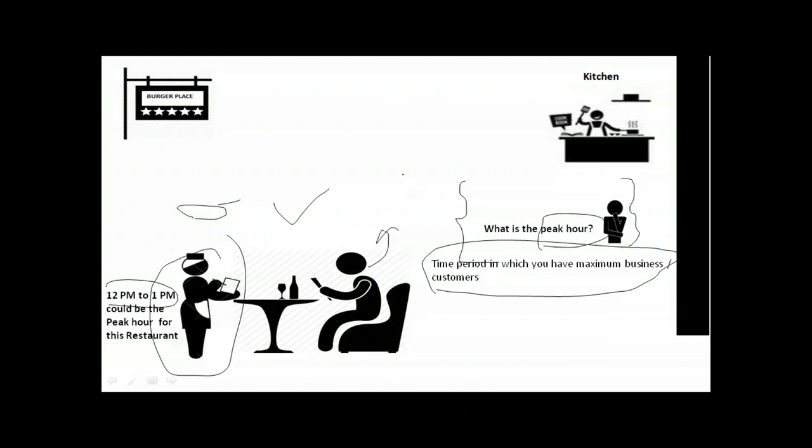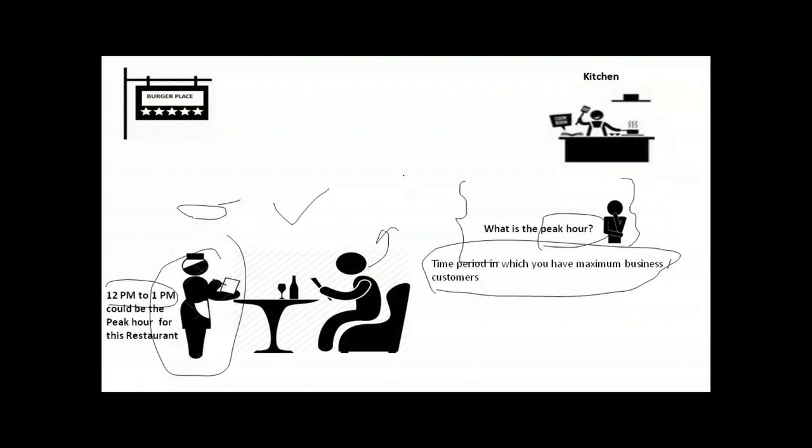Okay, wonderful, guys. So now in the US, most of the restaurants have a peak hour of 12 p.m. to 1 p.m. That's when you have the maximum number of customers, or maximum business, happening. So restaurants have a peak hour as well. So don't you think applications have a peak hour as well? What do you say, guys? Applications have a peak hour as well?